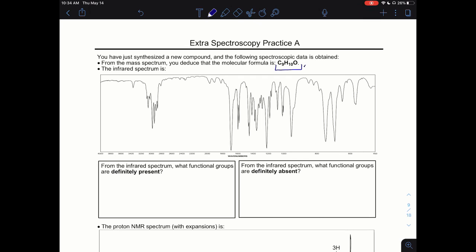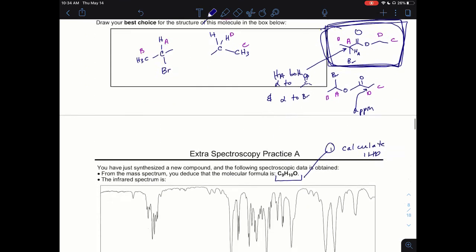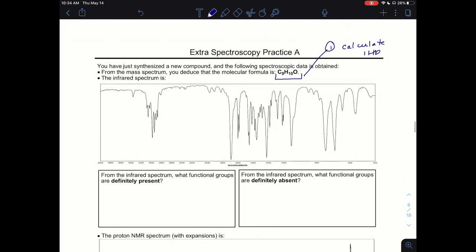So the first thing that you're going to do is calculate the IHD, and you should be checking it at the end, like I should have checked here. The IHD was 1, and you see we have 1 pi bond. We're good. Okay, so you're going to check the IHD at the end.